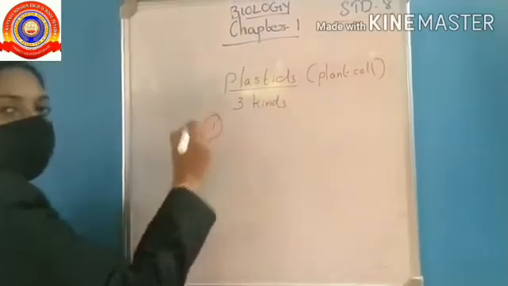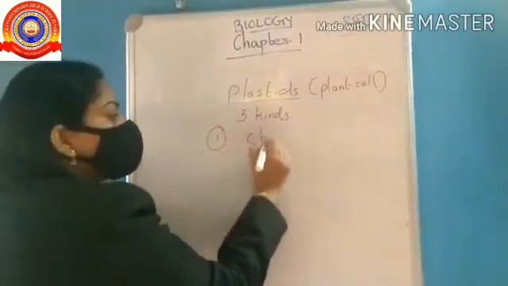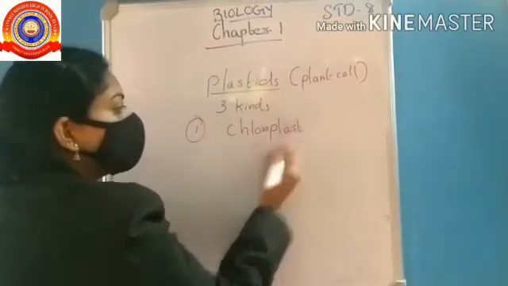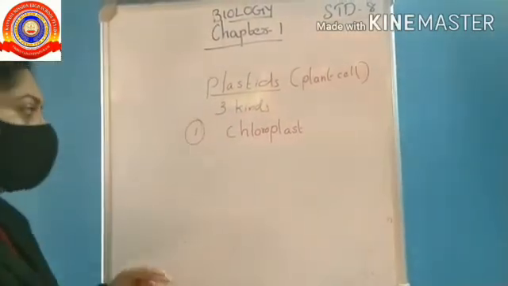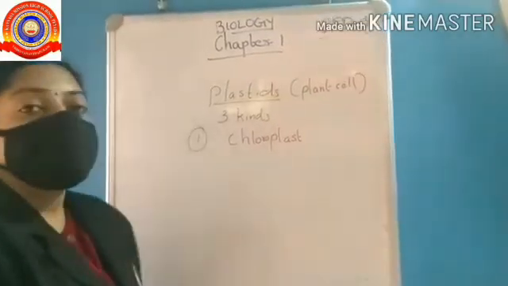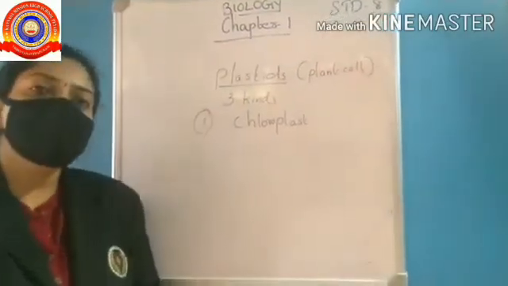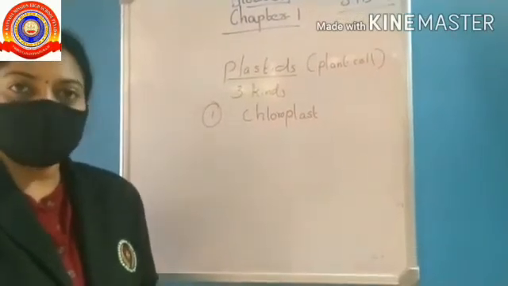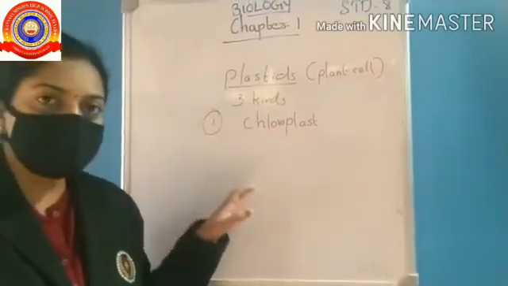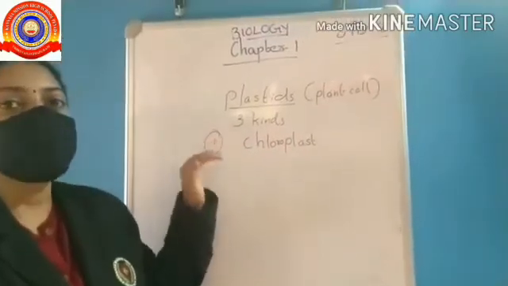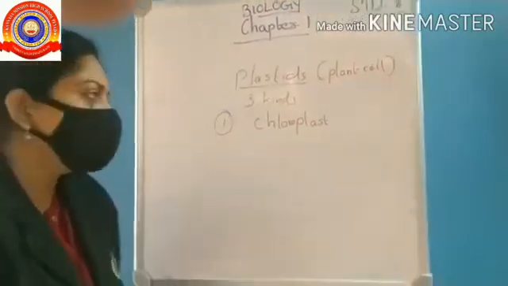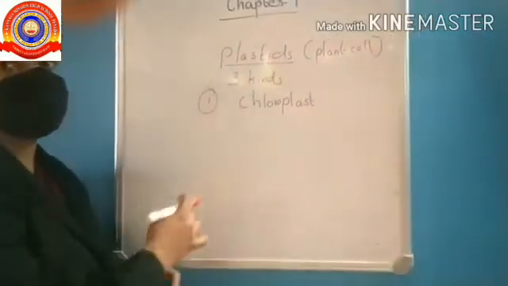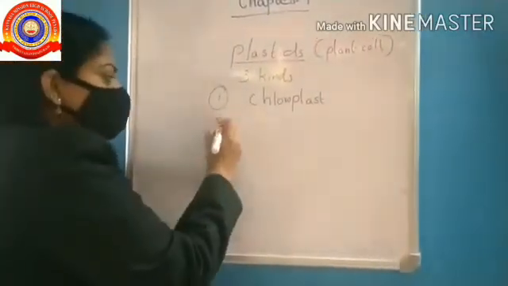The first one is chloroplast. So chloroplast is a kind of plastid. You already know about chloroplast. It helps in photosynthesis. So the function of chloroplast is it helps in photosynthesis. Chloroplast contains green pigment. It gives green color to the plant parts.